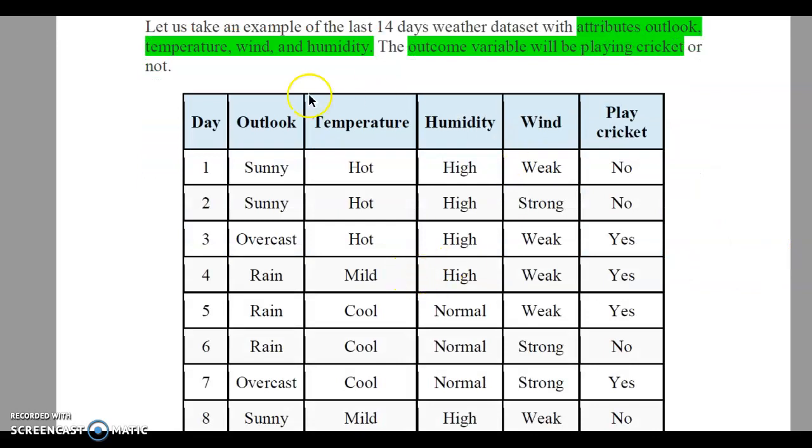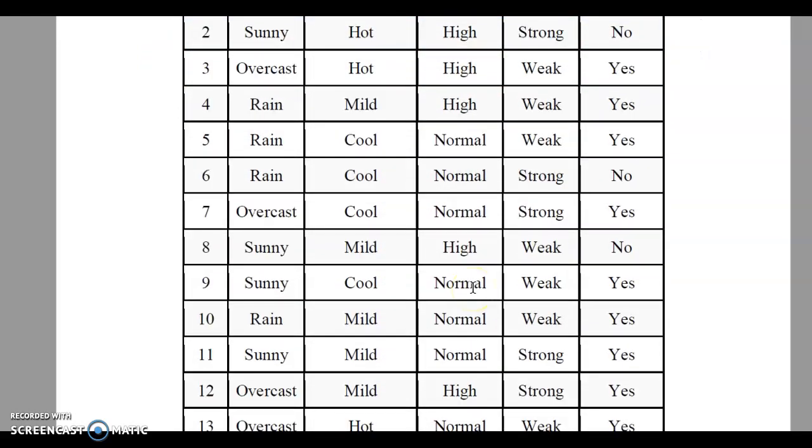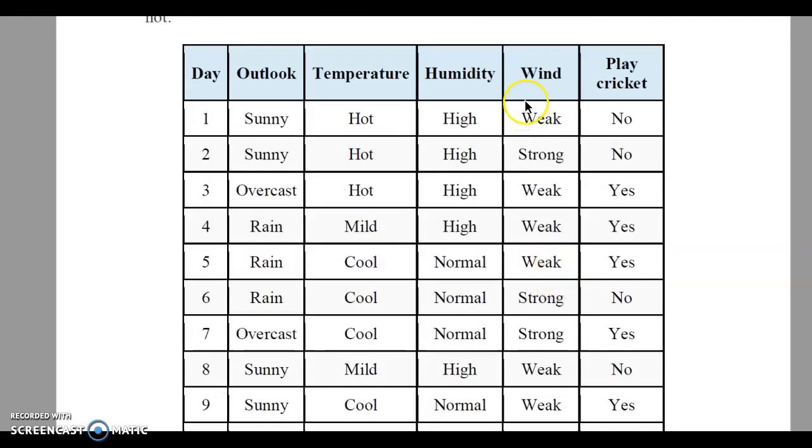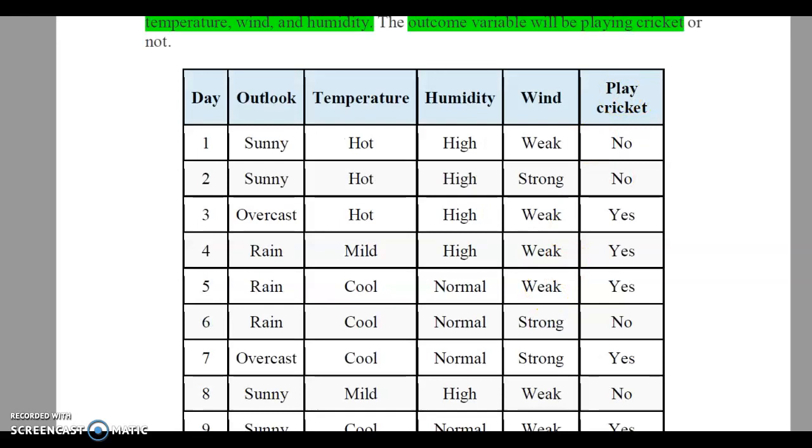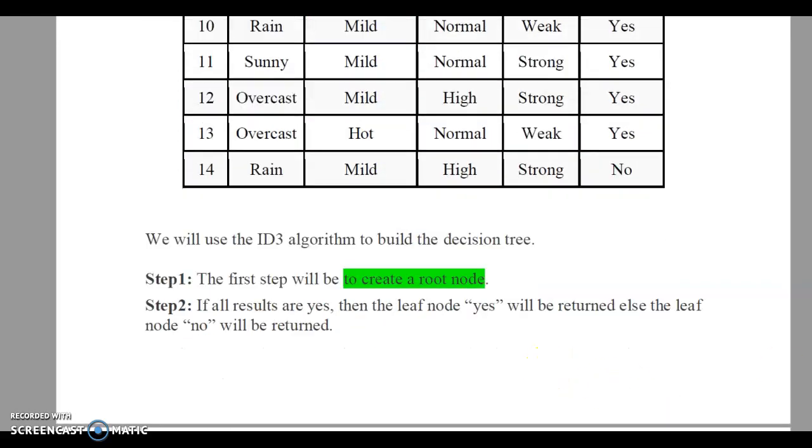According to this data set, outlook is sunny, overcast or rain. Temperature is hot, mild or cool. Humidity is high or normal, and wind is weak or strong. And playing cricket, that is the target output, is yes or no.